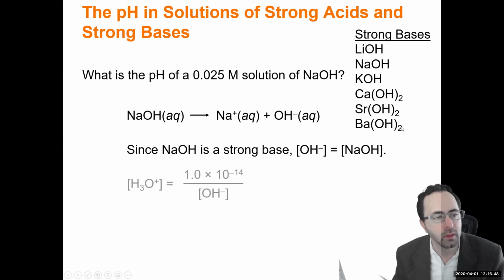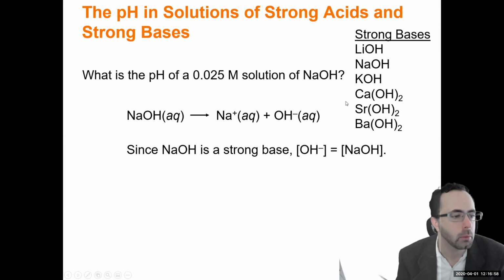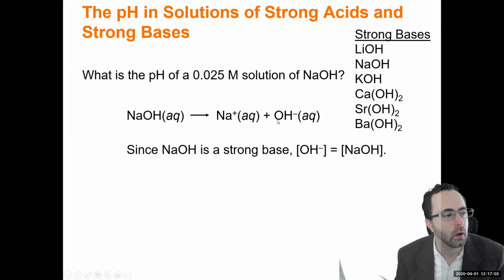Be careful with these bases that have two hydroxides. If you have calcium hydroxide, it won't just make one hydroxide every time, it will make two. Okay, so that's something to keep in mind. But here, every one sodium hydroxide makes one hydroxide. And so our concentration of hydroxide will be the same as the initial concentration of the sodium hydroxide, 0.025 molar.